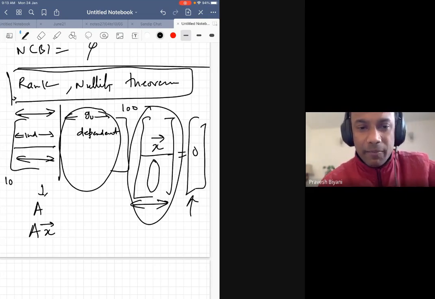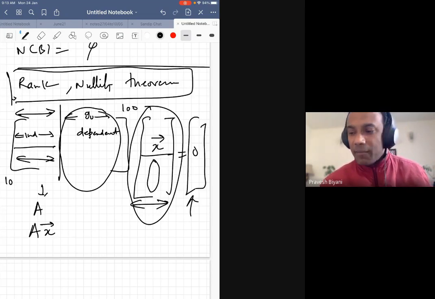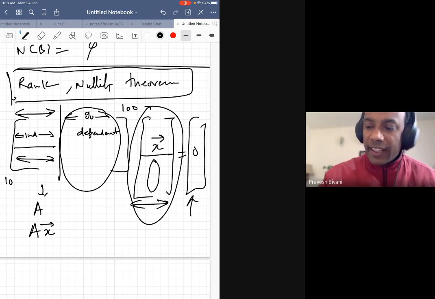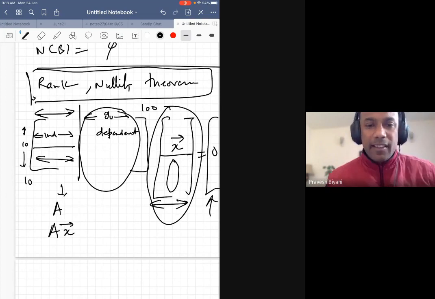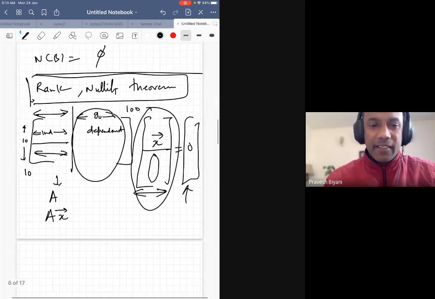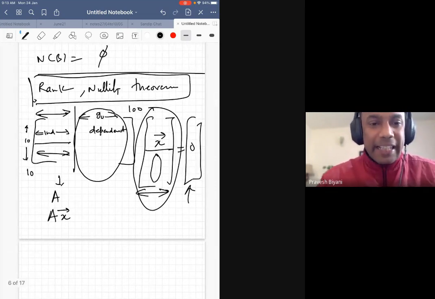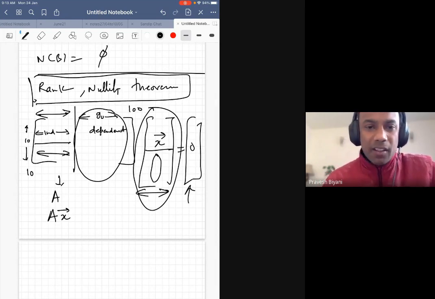By the way, they are in different vector spaces. The dimension of the column space is 10, and the prospective dimension of the null space is 100. But actually it won't be 100, it will be 90. That is what the rank nullity theorem says. Why? Because when I linearly combine the columns, I am getting 0.